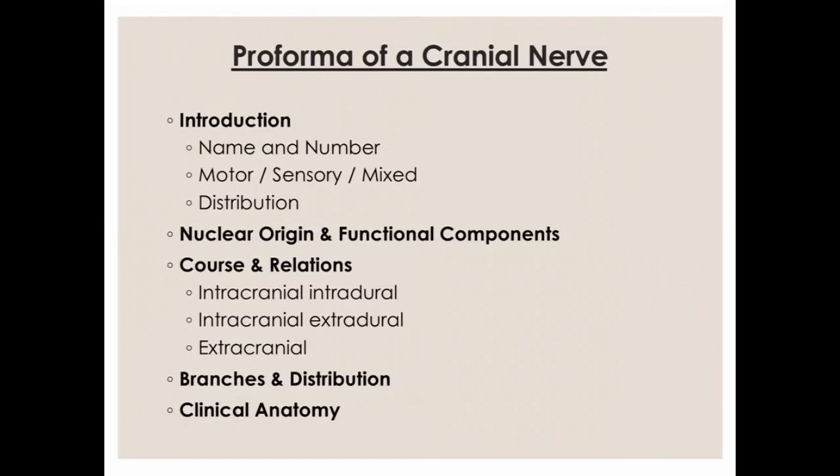But once you understand these nuclear columns and what their role is and where the neurons that come out, or the axons that come out from these nuclear bodies, where they are bound to, or what is their destiny, once you understand that, it becomes really easy for you to follow through and understand the nuclear components of all cranial nerves one by one.